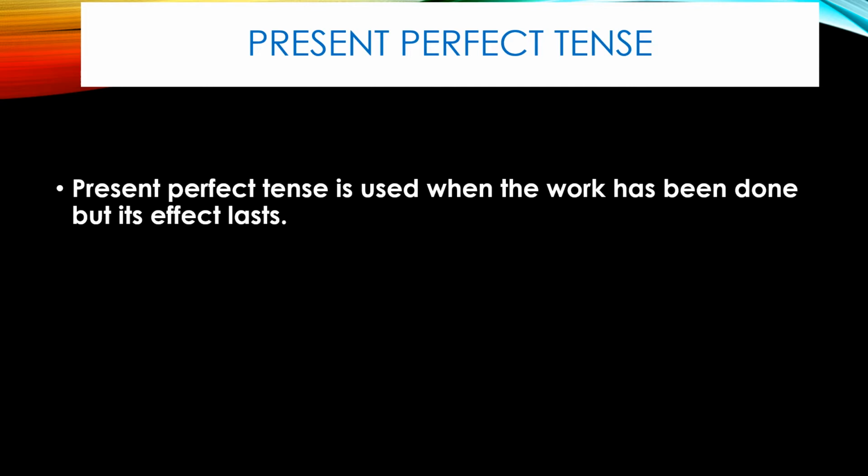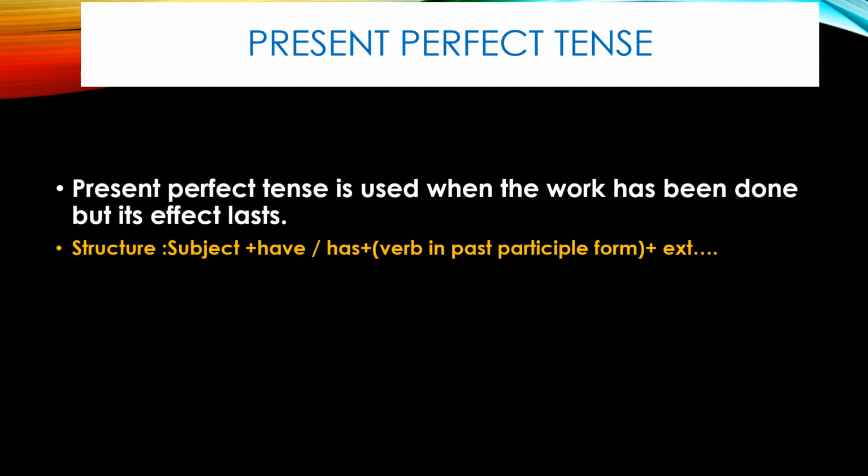Okay, I will give you some examples, then you can easily catch the effects. Sometimes students fail to catch the effects. Every tense follows a structure, and in present perfect tense the structure is: first you have to write the subject, then have or has. You can choose any one of them. These are auxiliary verbs, and then the verb in past participle form. This verb is the main verb and it will be in past participle form.